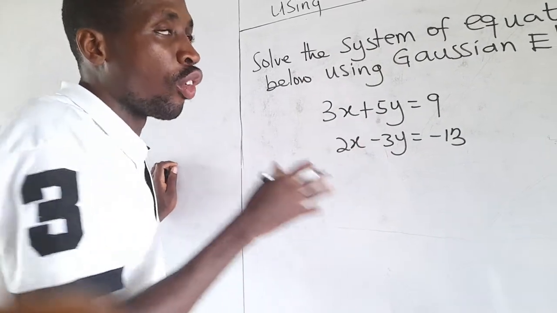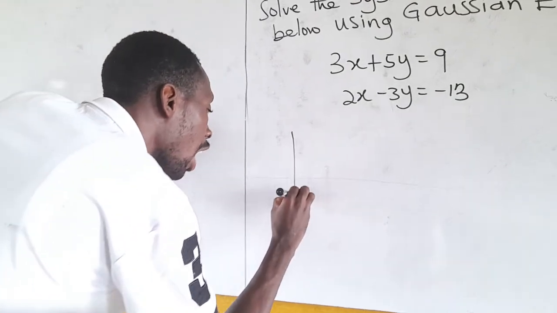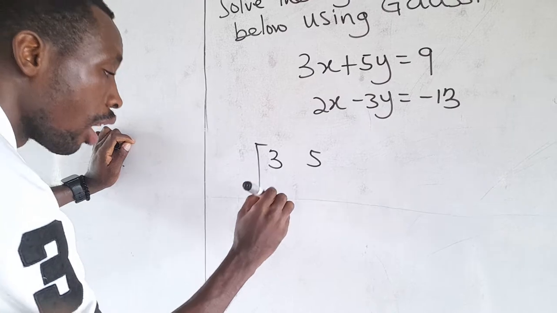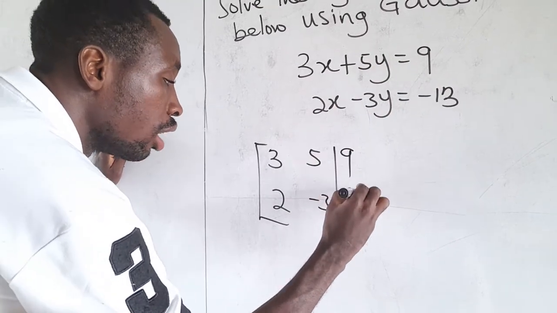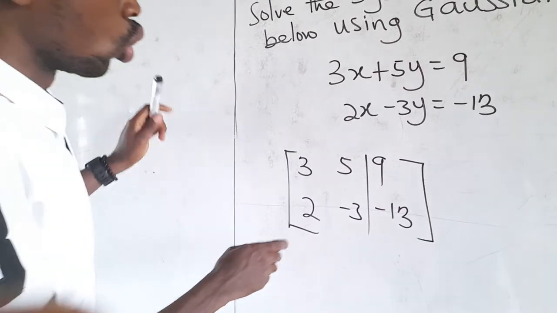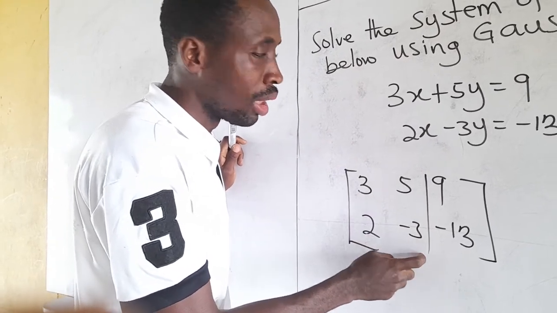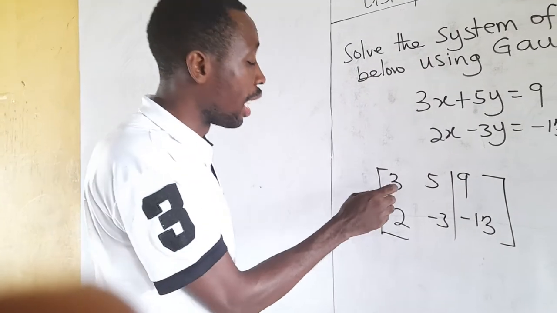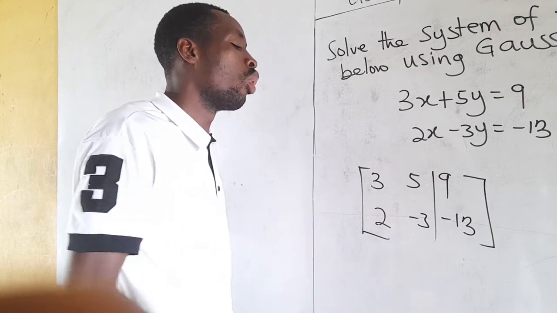First, you write the system of equations as an augmented matrix. So our augmented matrix will just be 3, 5, the coefficients of the variables, 2, -3. Then we bring the constants, 9, -13. So what next? You make this entry here 0, then all the entries in the principal diagonal 1. Then after that, we back solve. So how do we make the entries in the principal diagonal 1 and the entry below it 0?